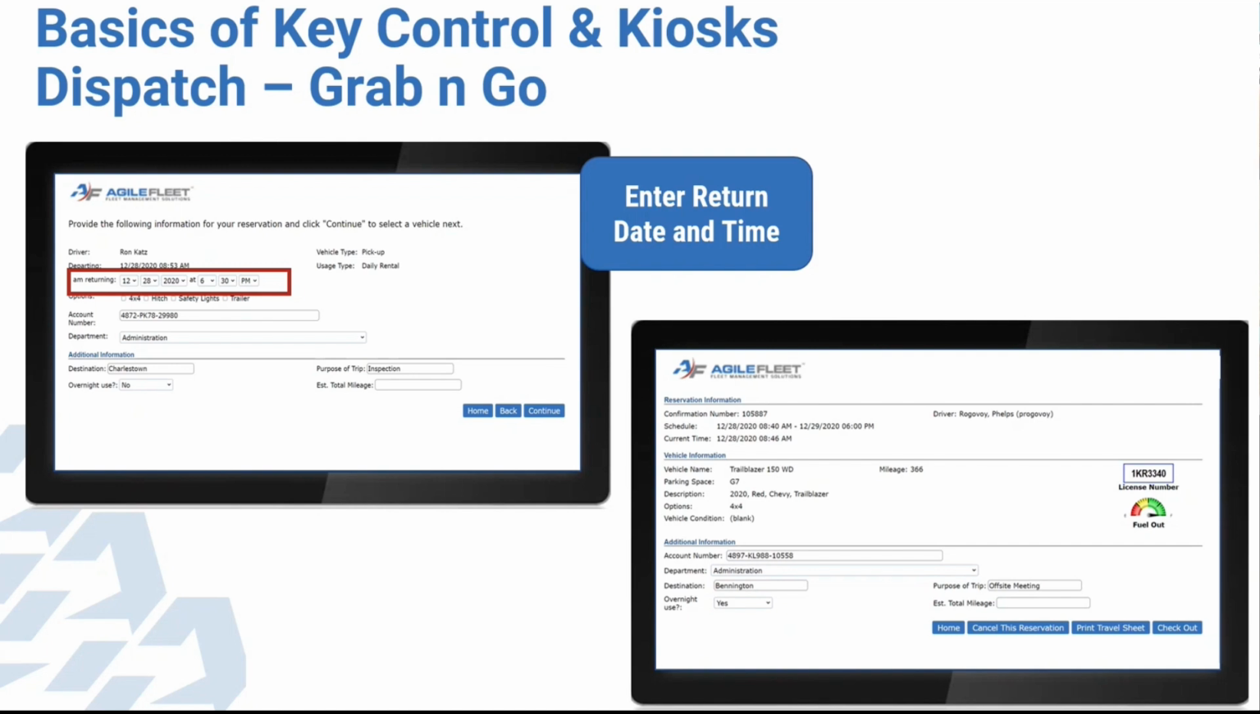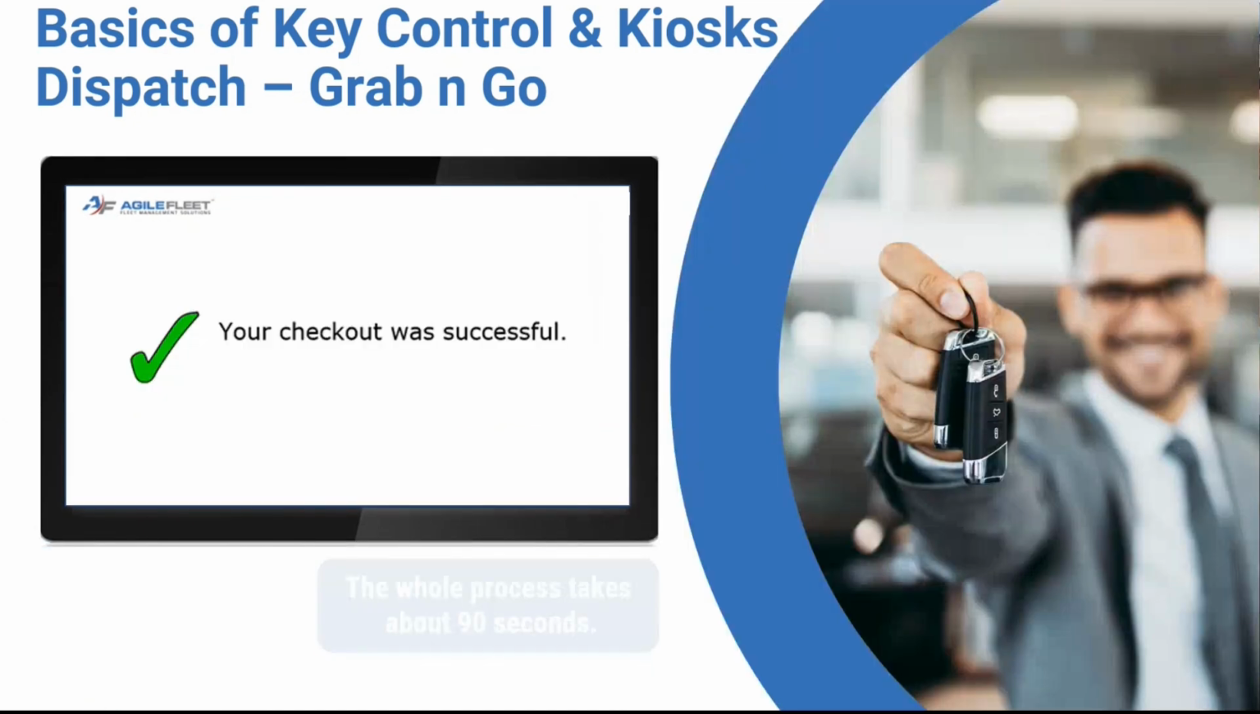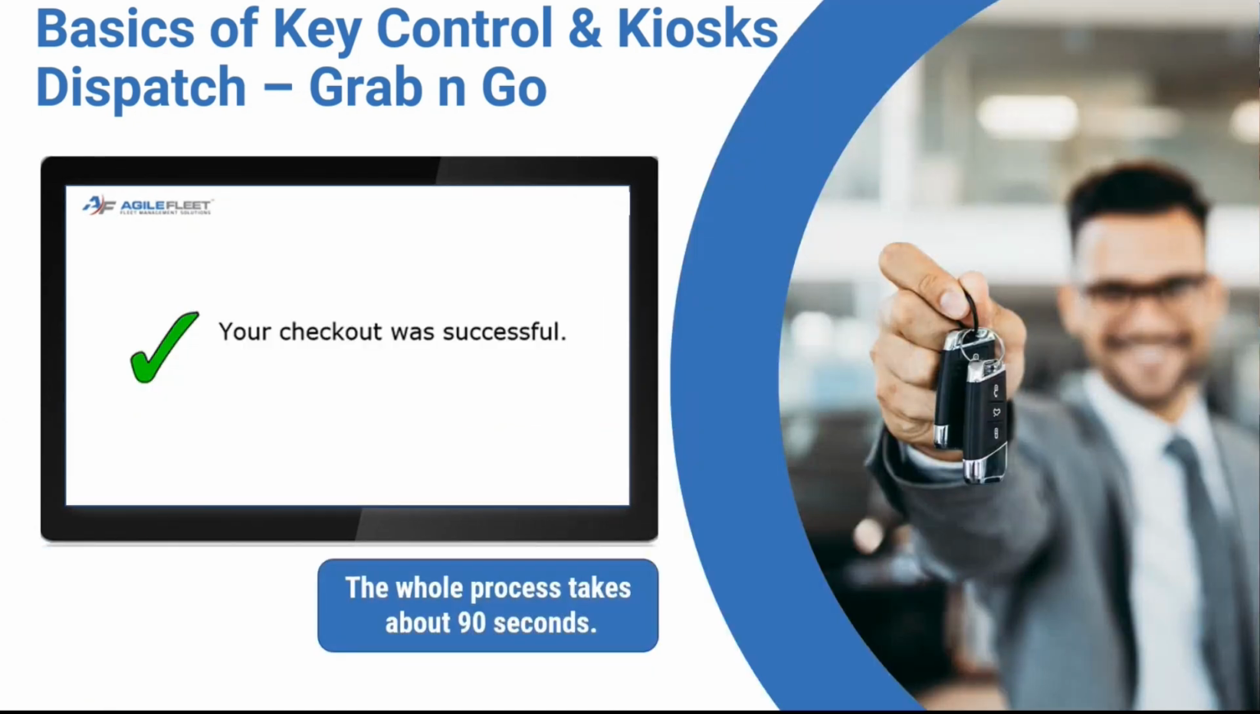But ultimately, once they capture all the information that you want to capture there for the reservation, you click continue. The driver is then prompted to verify the information is correct and click checkout. At that point, they're going to get that prompt with the countdown. And once they remove the keys, they again receive that message that the checkout was successful. And the whole process can take just about 90 seconds total from start to end on that based upon the countdown that you include.